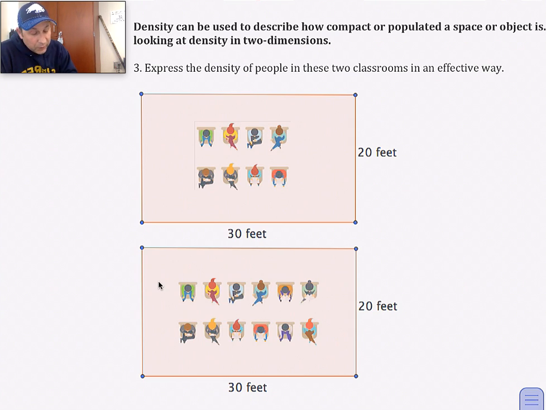It is classroom number 2. There are more students in the room, and even though the classrooms have the same size, there are more students packed into the second one.